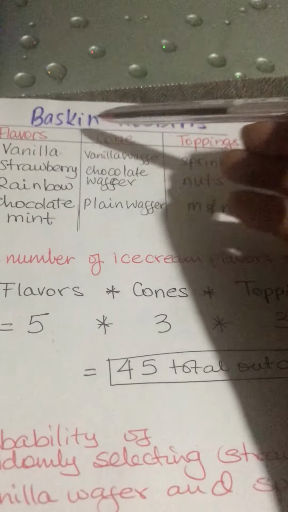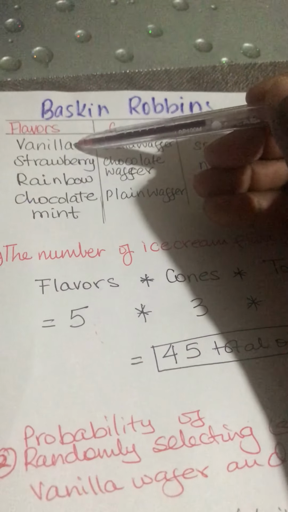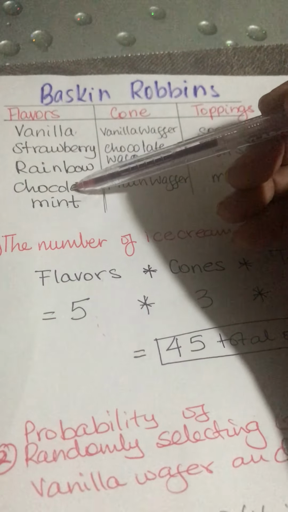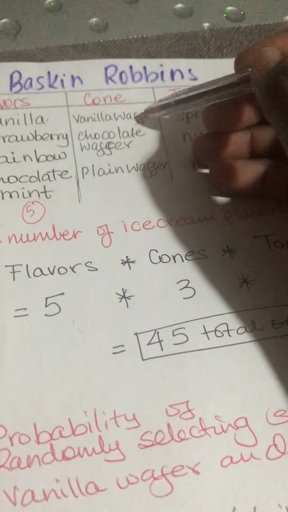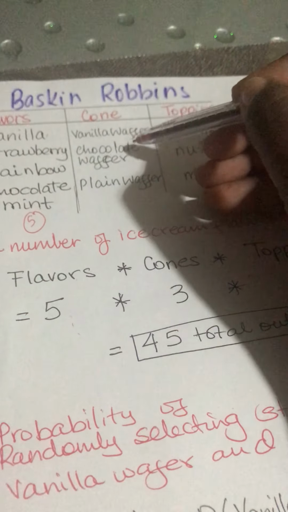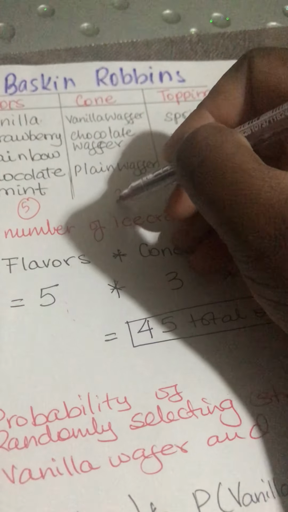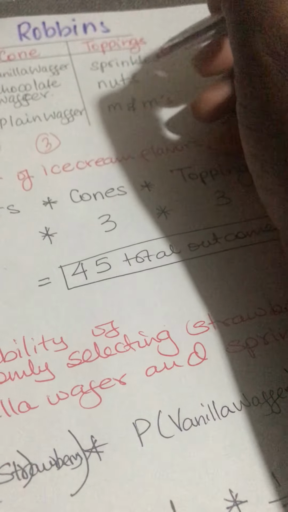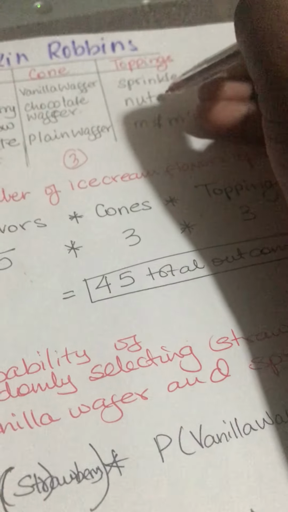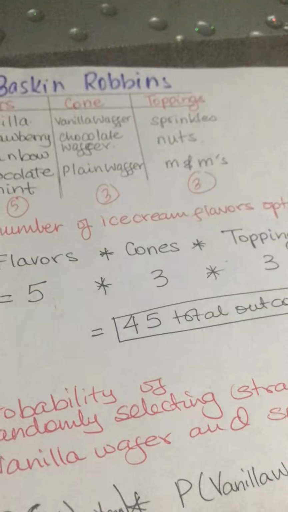So the question gave you a table. You have flavors, cones, and toppings. How many flavors does Baskin-Robbins give us? They give us vanilla, strawberry, rainbow, chocolate, and mint. They have 5 flavors. Then how many different cones do they have? They have vanilla cone, a vanilla wafer, a chocolate wafer, and a plain wafer. So they have 3 different cones. How many toppings do they have? They have 3 different toppings. They have sprinkles, they have nuts, and they have M&Ms. So those are 3 different toppings.